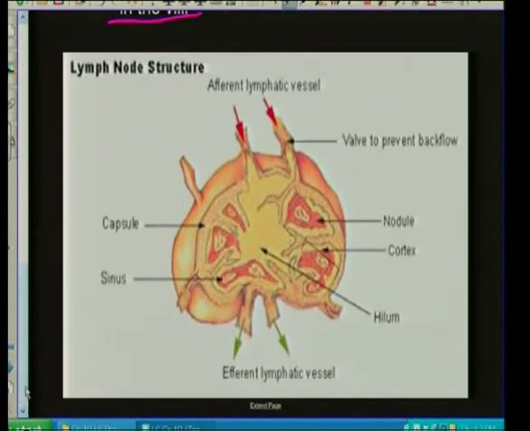This is a diagram showing you the lymph node. As you can see, it's a system of tubes. Here's the afferent lymph vessel coming in here. So the lymph comes in here, it goes through all these canals, and then it leaves.